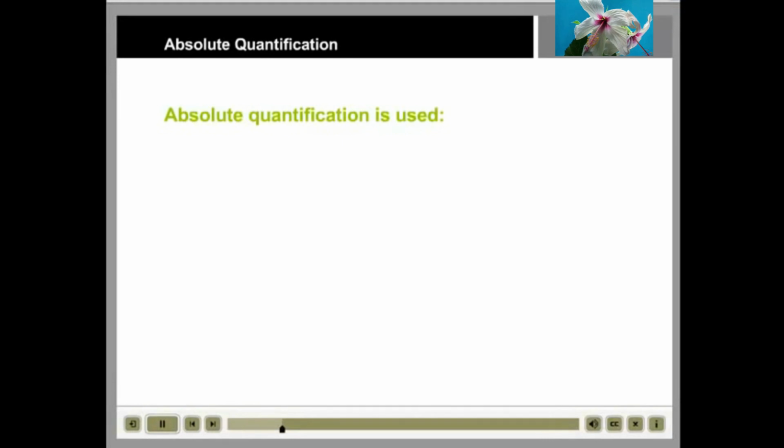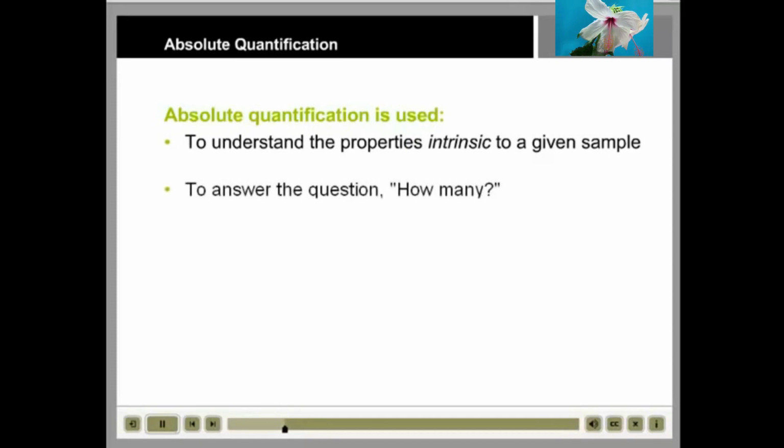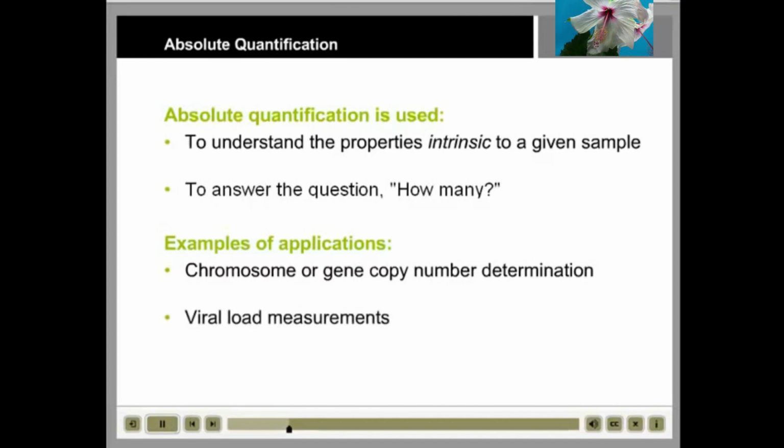Absolute quantification is used when an experimenter wants to know the properties intrinsic to a given sample. For absolute quantification, the question often asked is, how many? Two examples of applications in which absolute quantification is used are copy number determination of either chromosome or gene copy number, and viral load measurement. In both of these examples, the measurements yield a quantity of nucleic acid, for example a copy number or micrograms, per given amount of sample.